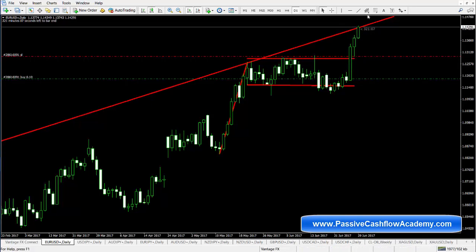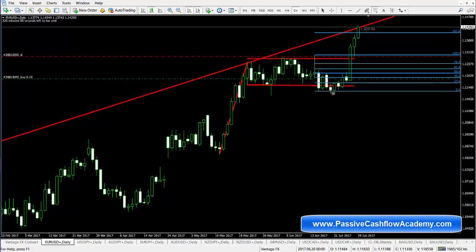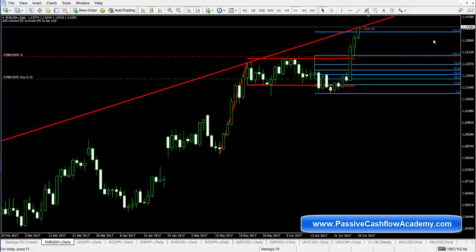The other one was Fibonacci level, and how I draw the Fibonacci is the last high and the last low. I consider that to draw the Fibonacci level. So this is the last high, this is the last low, okay? The price has moved over this, it has crossed this 161.8 level.